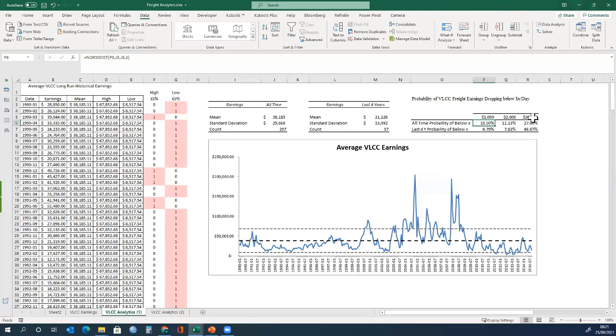But the percentage goes up when we look at $20,000 per day. Looking at the overall historical performance, there is a 27% chance of the earnings being below $20,000 per day, but if we take only the last 4 years, the percentage of this probability is higher because the market was generally weaker, so there is a fairly large probability that this ship type will earn less than $20,000 per day.